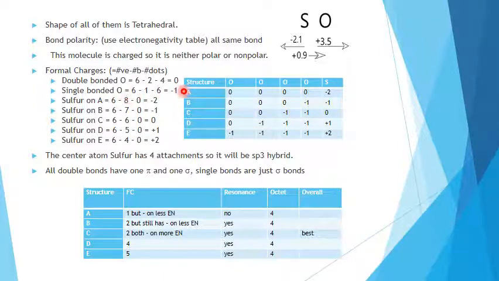The C structure had 2 single bonds and 2 double bonds for oxygen, so it had a minus 1 twice. And the sulfur had 6 valence electrons and 6 bonds. It had 2 double bonds and 2 single bonds, and so the formal charge there is 0. All right, D, it had 3 single bond oxygens, and the sulfur had a plus 1, and E had all 4 single bond oxygens, 4 minus 1s, and plus 2 on the sulfur.